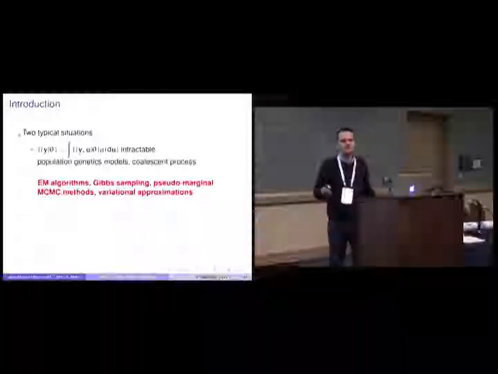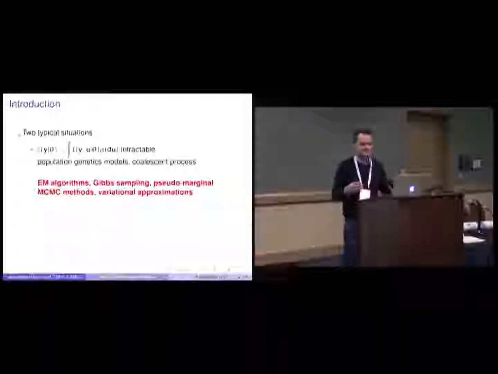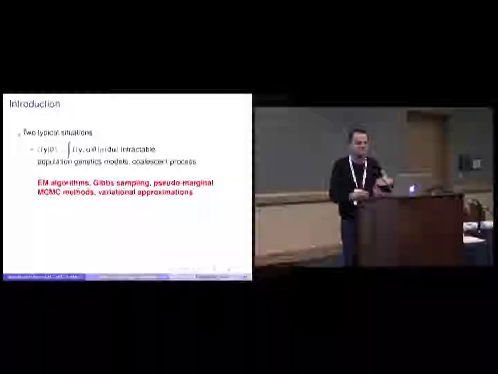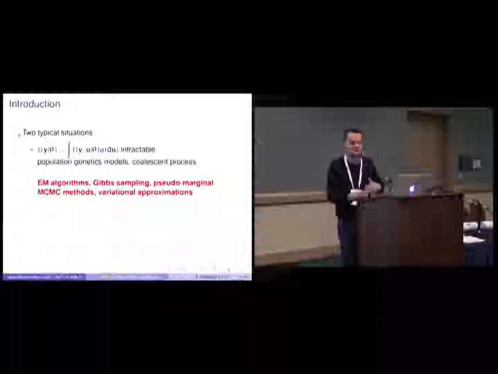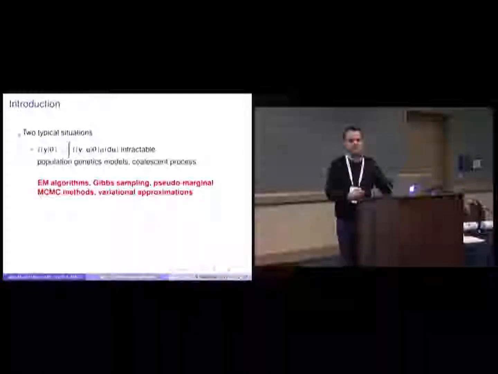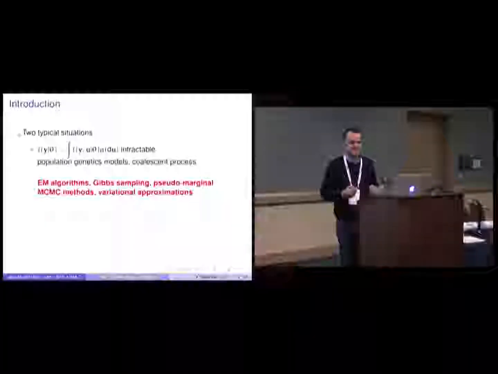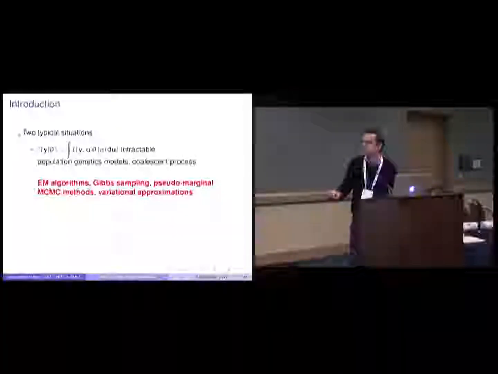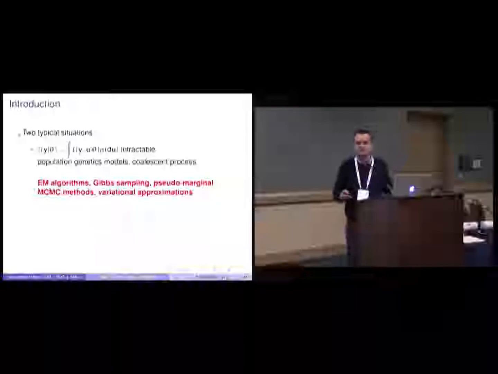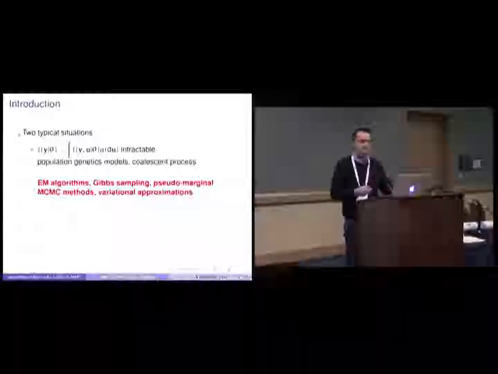In such a situation, there is a lot of statistical methodology which can be applied: the EM algorithm, the Gibbs sampling, some pseudo-marginal MCMC methods, variational approximation, but in some cases, and for some specific models, all these types of approximation fail to give good results, and ABC is an alternative.